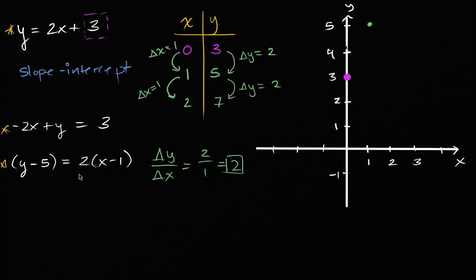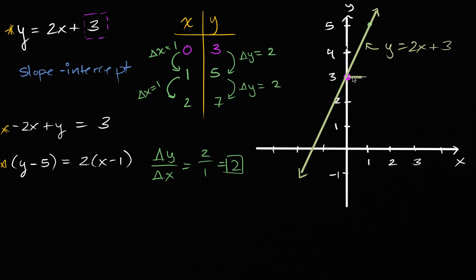So you only need 2 points to define a line. Our line is going to look something like this. I didn't draw it completely to scale. This is the line, y is equal to 2x plus 3. And we already figured out that its slope is equal to 2.